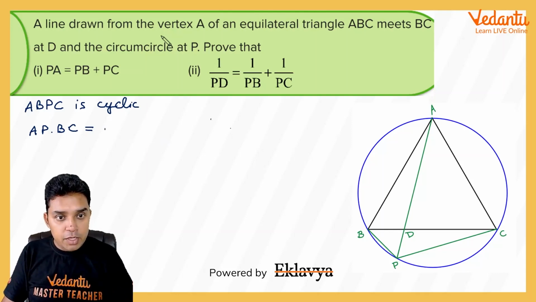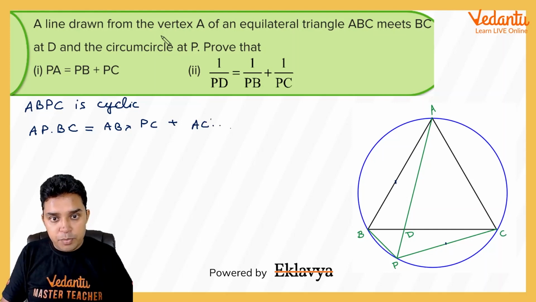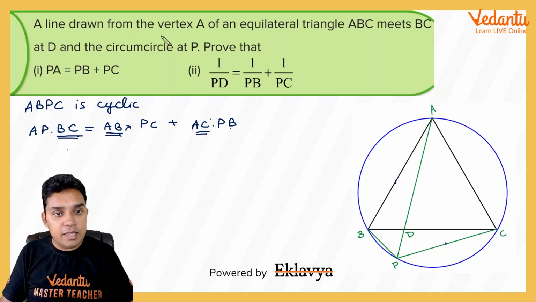So we will have AB into PC. AB and PC are opposite sides, and the other two opposite sides are AC multiplied with PB. Now because this is an equilateral triangle, BC, AB and AC all become equal, so we can cancel them, and this gives us the required result that AP will be equal to PC plus PB, and that's it.